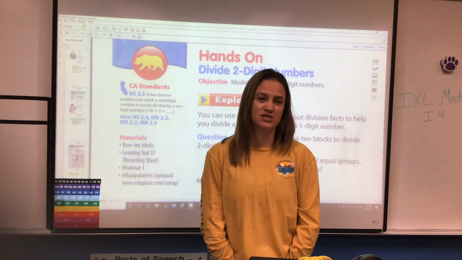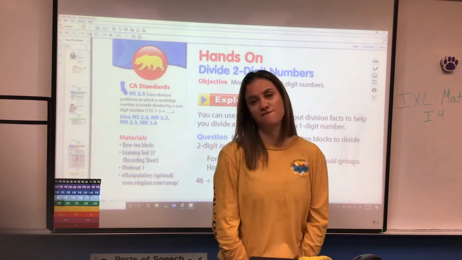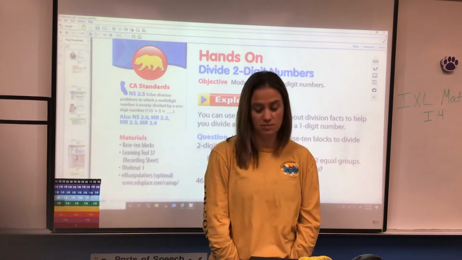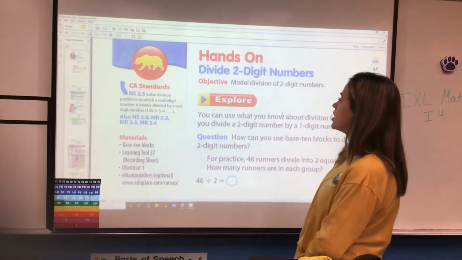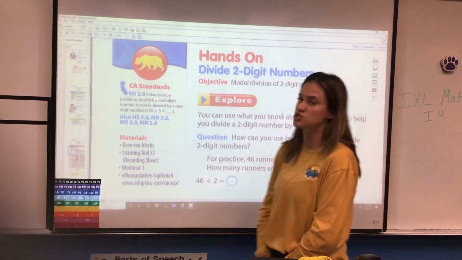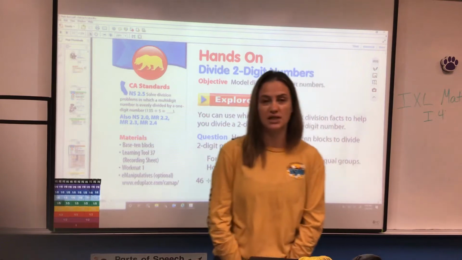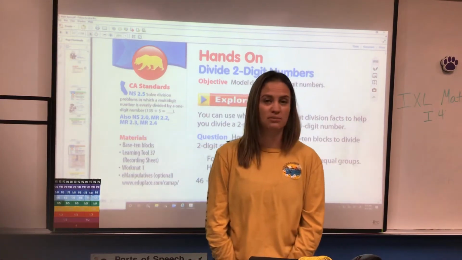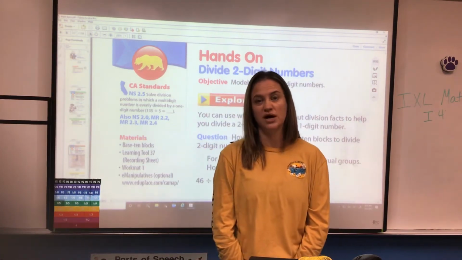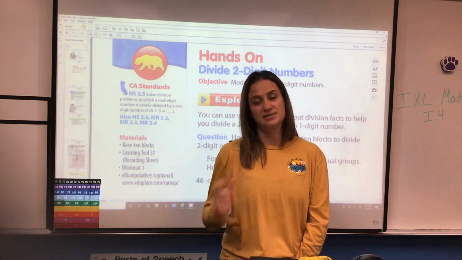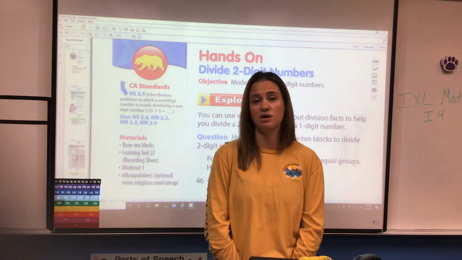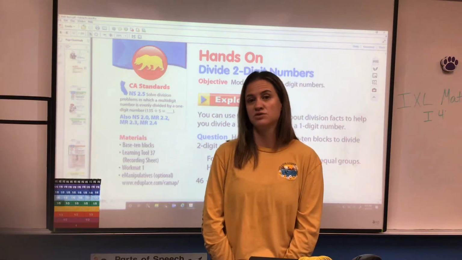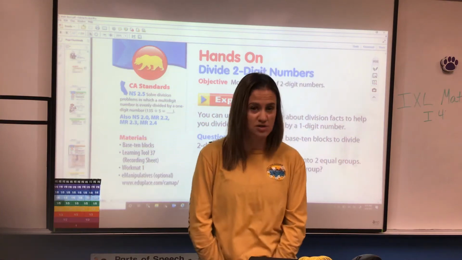So you should be on lesson 25.1, page 542 in your hard books if you want to follow along. Today's objective is to model division of two-digit numbers. And you're going to see it's a little different than what we've been doing because you can actually divide one digit at a time with the way these problems are set up. So we're going to go ahead and look at that together, and we're going to look at how we can model division problems using base 10 blocks.